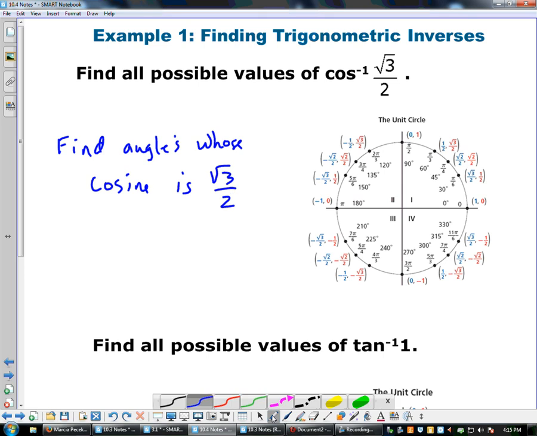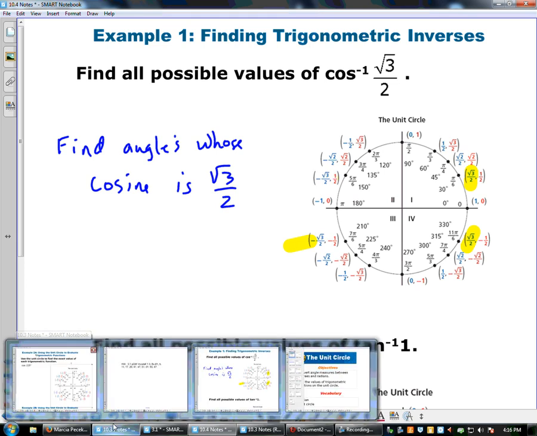So we are looking on our unit circle, it's kind of like a little scavenger hunt, for where the x-coordinate is going to be square root of 3 over 2. I found one there, and I found one here. I don't see any others for the x, because over here that's going to be negative. We don't want those. So let's go with the two that we have.